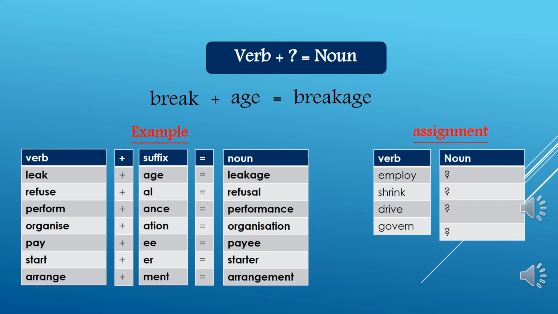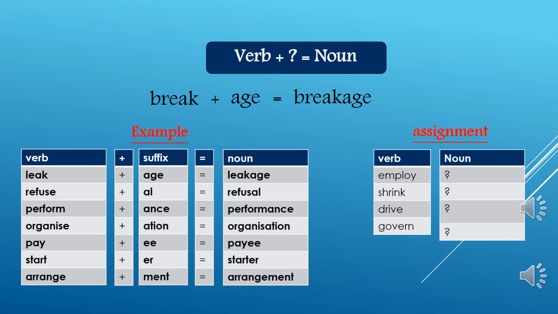Organize. Someone writes organize with s, someone writes organize with z. Both are the same. Organize plus ation is organization. So organize was a verb, but when ation is added to organize, it is a noun now. So a noun is formed from a verb.